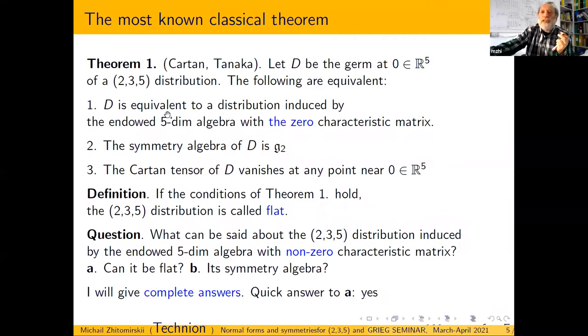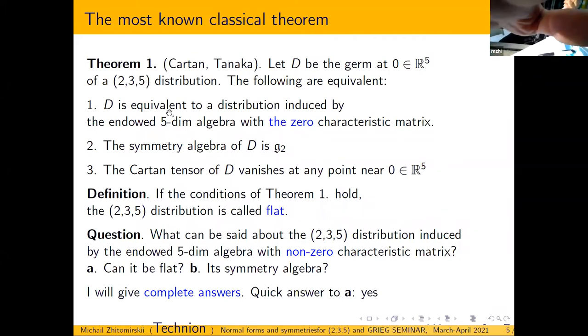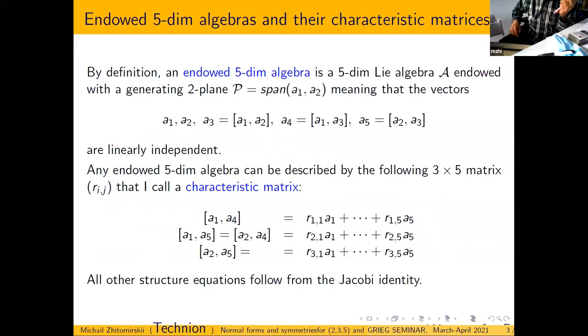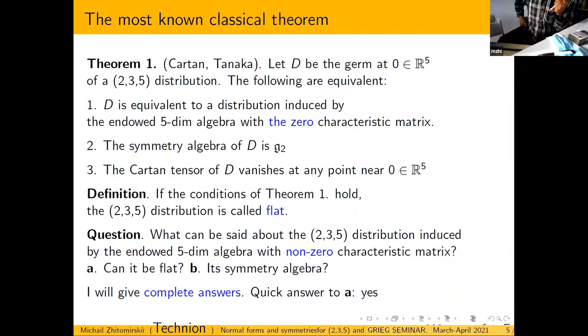So, other questions about distributions induced by five-dimensional algebras. As I said, not any characteristic matrix is realizable, but of course the zero characteristic matrix is realizable. And the most classical result, probably I should write Cartan and Tanaka, because in different directions, in different spirit, they proved it, but the result anyhow is due to them, and can be formulated as follows. Take a 2-3-5 distribution, a local germ at the origin of R5. Then the following statements are equivalent.